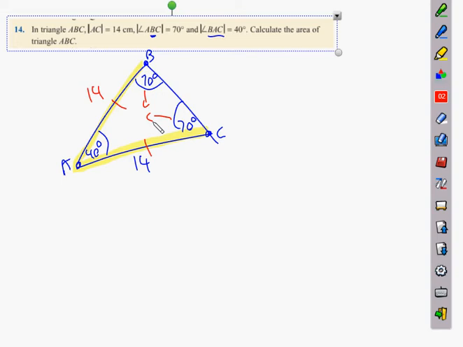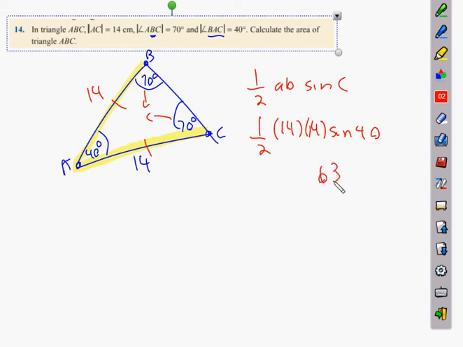Okay? Now that you have that done, it's going to be a half AB sine C. So it's going to be a half 14 times 14 sine 40. And what you get when you put that in the calculator? 63 centimeters. Any decimals? No decimals? That was rounded up. Rounded up, okay. 63 centimeters squared.